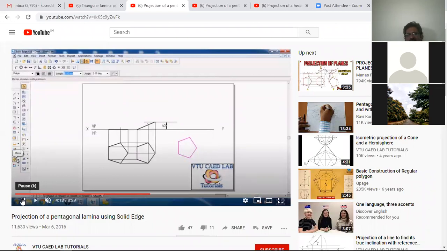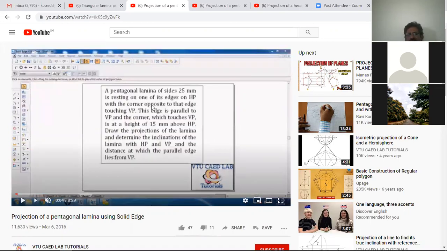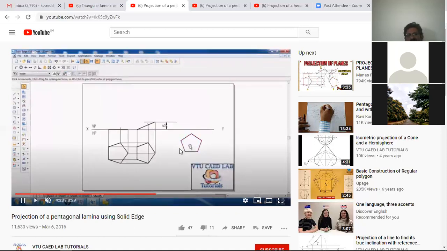What is the question given? The edge is on HP, and the corner opposite to that edge is touching VP, which means the corner C is touching VP. There is no inclination, no angle given. So directly just rotate the lamina in such a way that C comes on the XY line. See, he has rotated it.